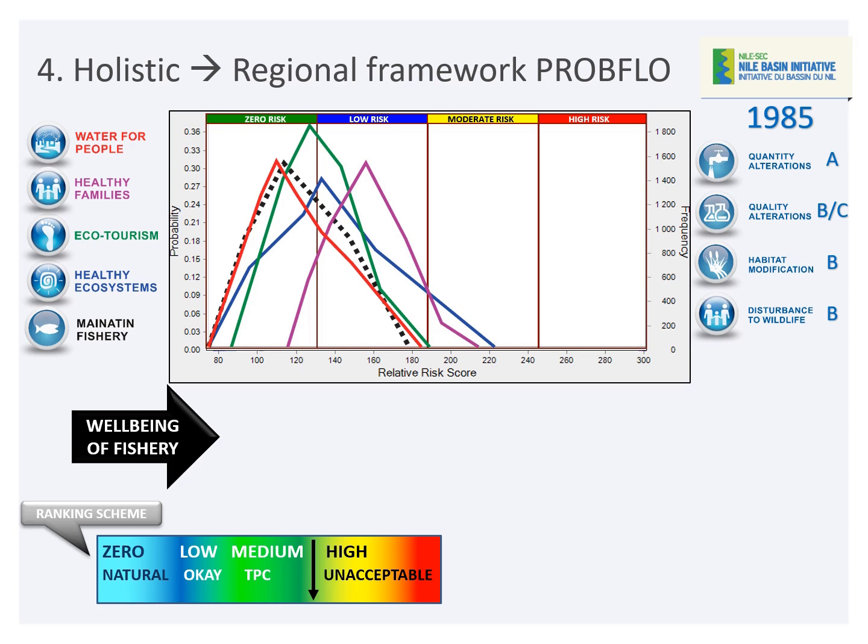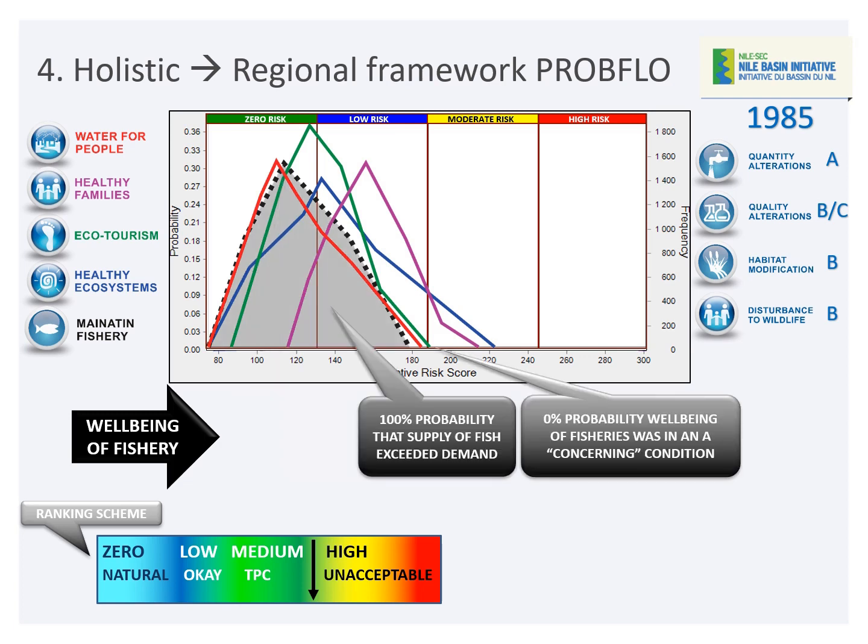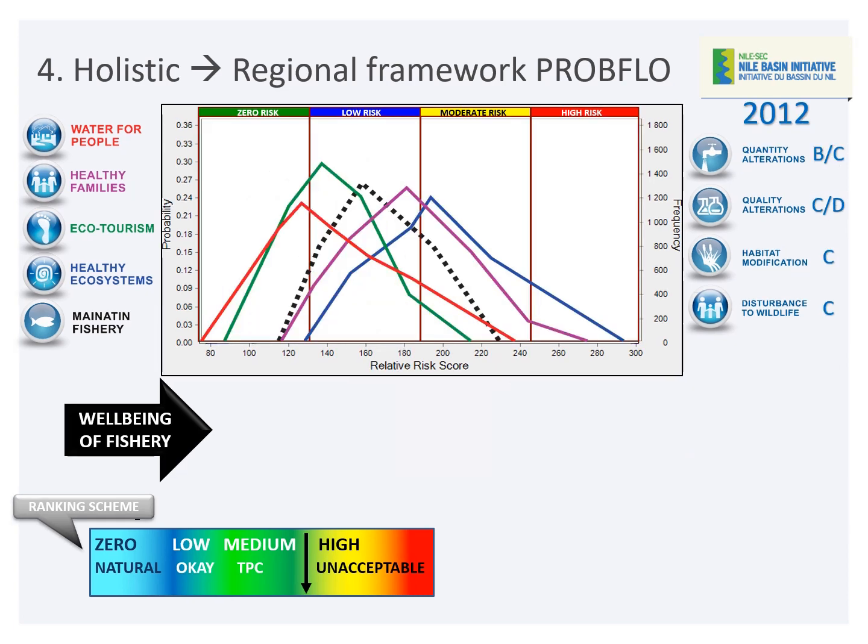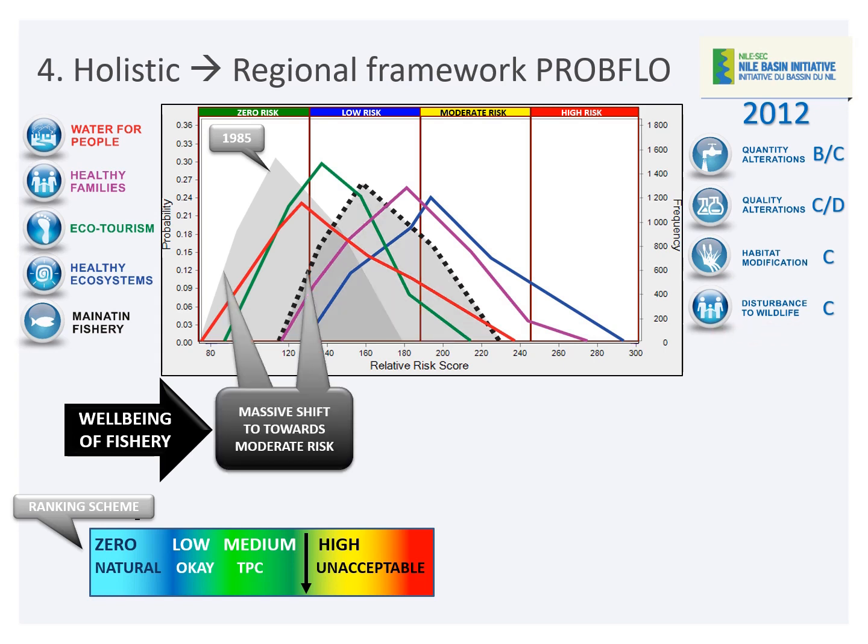And for 1985, for all of these endpoints, you can see that the probability, following the outcome of the assessment, is a 0 or low risk distribution. If we then move to 2012, we had data from 2012. I've just highlighted the 1985 distribution. You can see from 1985 to 2012, we've had a deterioration of flows, we've had a deterioration of water quality, we've had a deterioration of habitat and disturbance to wildlife, and you can see as a result, we've had a massive shift in the probable risk distribution, especially for maintenance fishery, which is what I'm highlighting here.